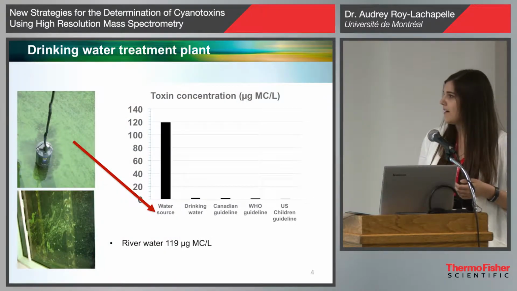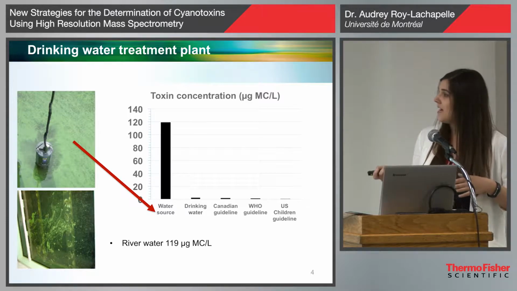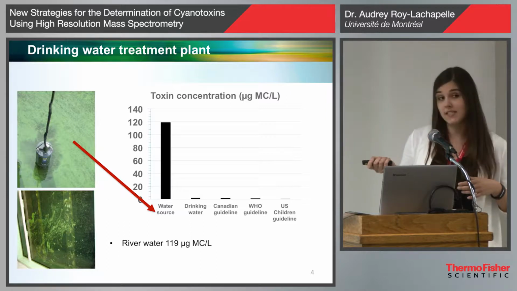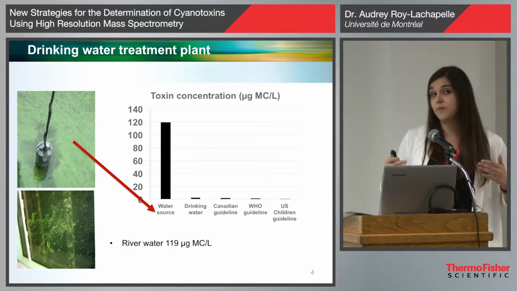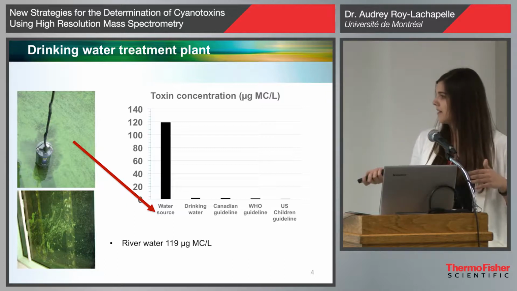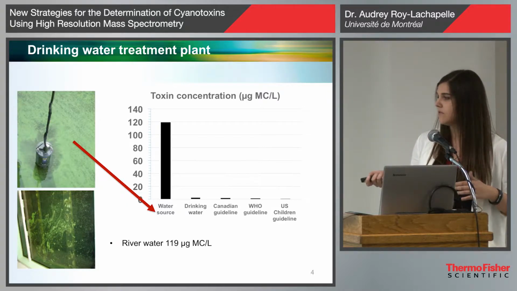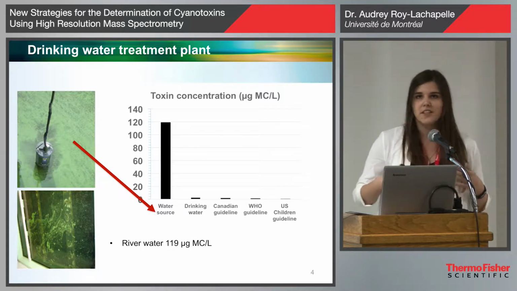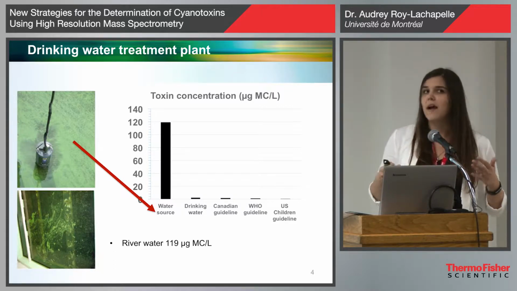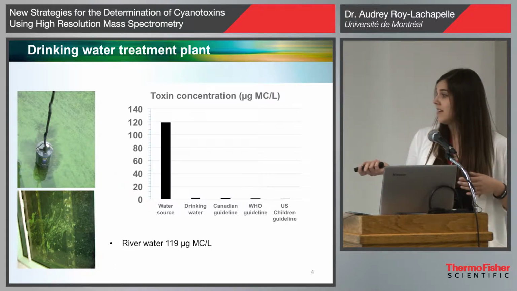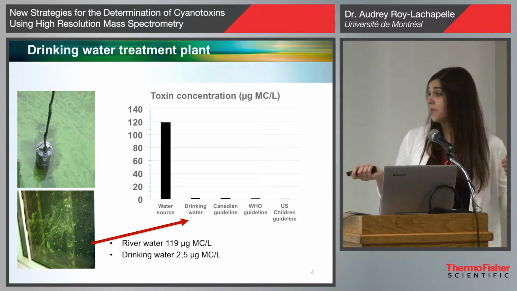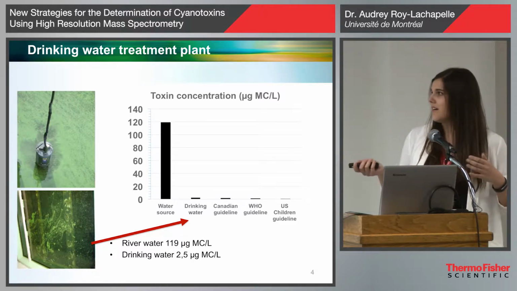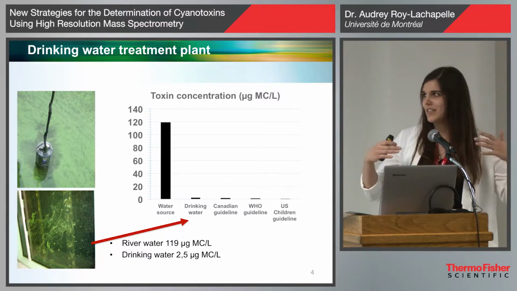Here is another problem that we can have. The water source that we see here is within a water treatment system, and there was a massive bloom inside the water treatment system. The concentration of microcystins, one of the major toxins, was 119 micrograms per liter, considering that the regulation is about 1 microgram per liter. After the treatment, we saw 2.5 micrograms per liter in the tap water. So we couldn't predict it. It was a one-time case, and we didn't really know that it was happening.